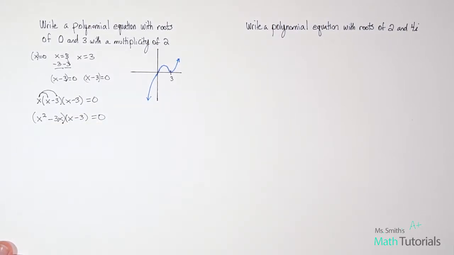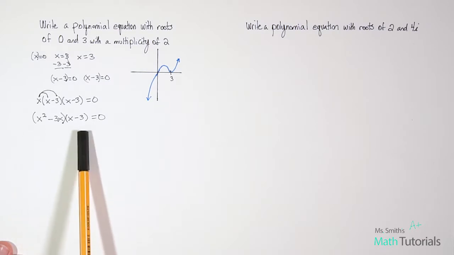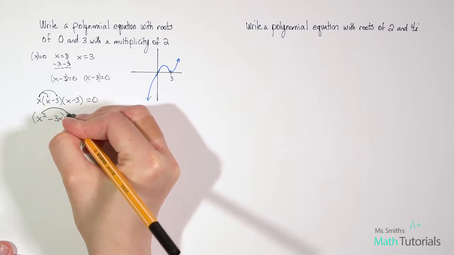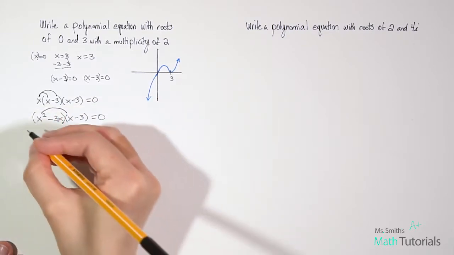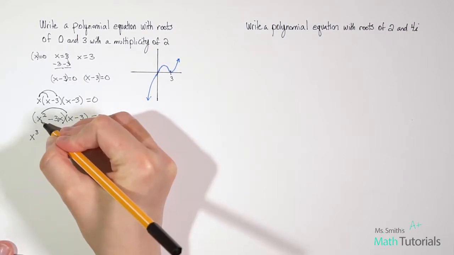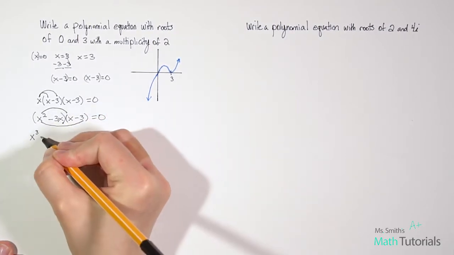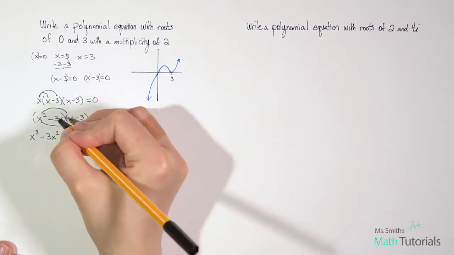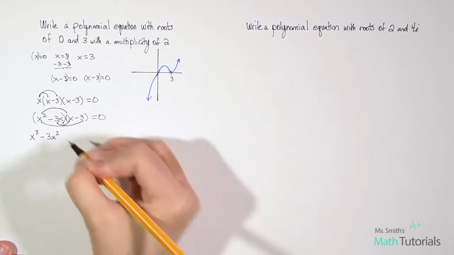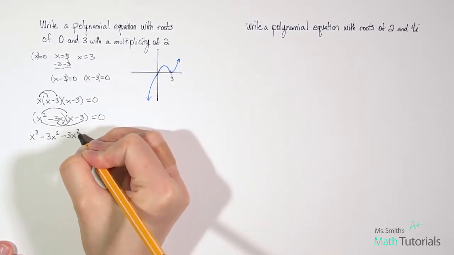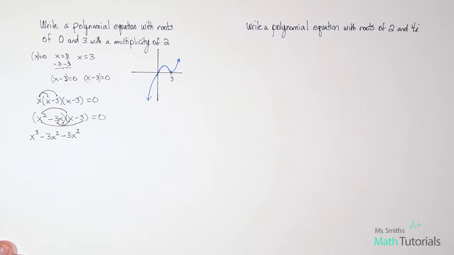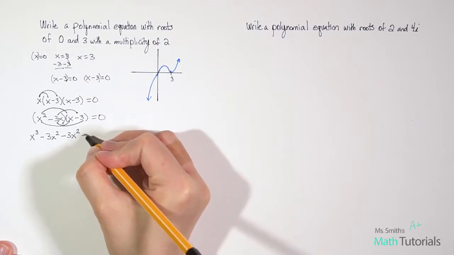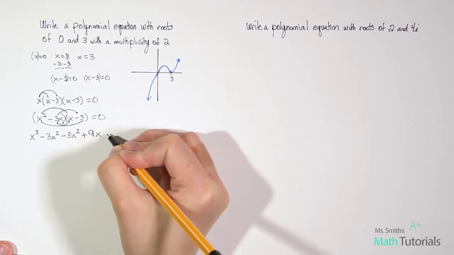So this time we can FOIL because it's a binomial times a binomial, so we can definitely FOIL here. X squared times x. Let's do our first. X squared times x is x cubed. X squared times negative 3, which would be negative 3x squared. Then we have our inner negative 3x times x is negative 3x squared. And then our last negative 3x times negative 3 is a positive 9x equals 0.